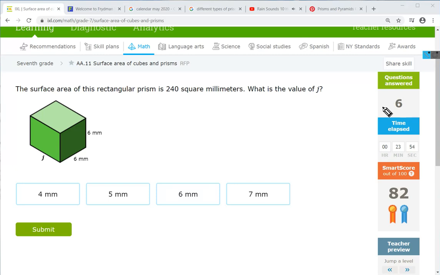And first of all, this over here, how would we calculate the area of that? That would be 6 times another 6. So that would be 36 square millimeters. And I'm just going to put that over here, 36 square millimeters. Plus, this face is the same as this face, right? So there would be another 36 square millimeters.